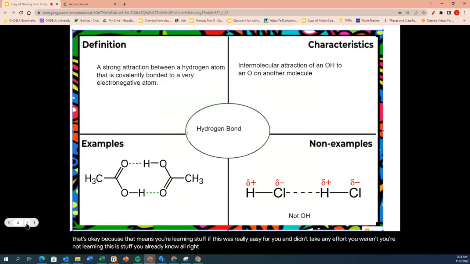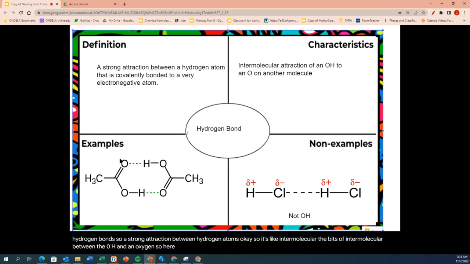All right, so get out your work for extra credit. We're talking about some vocabulary. Hydrogen bonds. So a strong attraction between hydrogen atoms. Okay, so it's like intermolecular. It's an intermolecular between the OH and an oxygen.